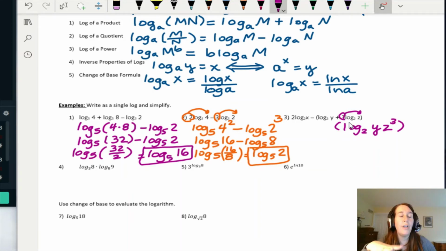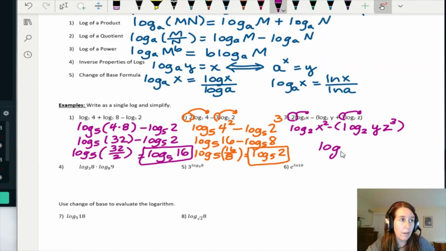All right, on this first one, I have 2 log base 2 of x, so I'm going to make the 2 become the exponent. So this is log base 2 of x squared. Okay, and notice that I still am subtracting that. So now that I have just 2 logs left, I'm going to combine them, and I'm using log of a quotient because I'm subtracting. So as 1 log, that would be log base 2, and on the top I would have x squared, and on the bottom I would have yz cubed. Okay, and that's as far as I can go with my answer.